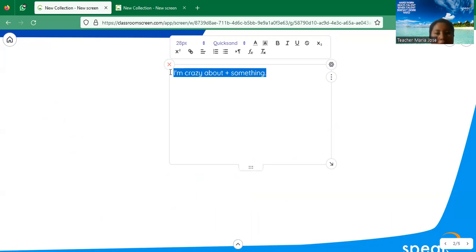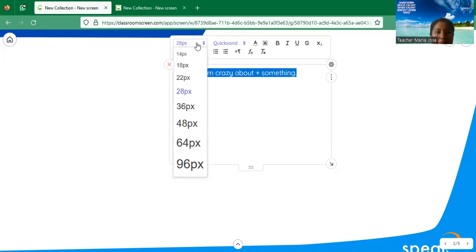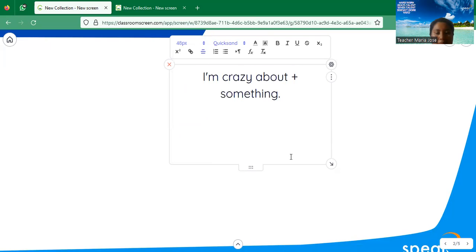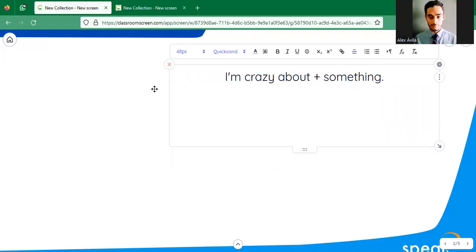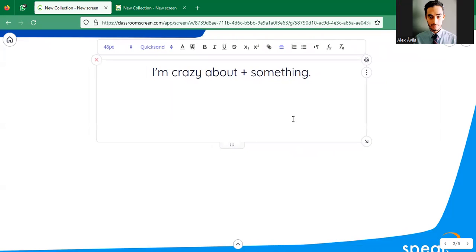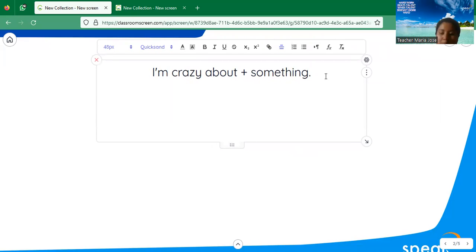Okay. This is the structure that we will use today. Can you help me with the structure, please, Alex? Can you read it? I'm crazy about plus something. Perfect. Thank you very much.